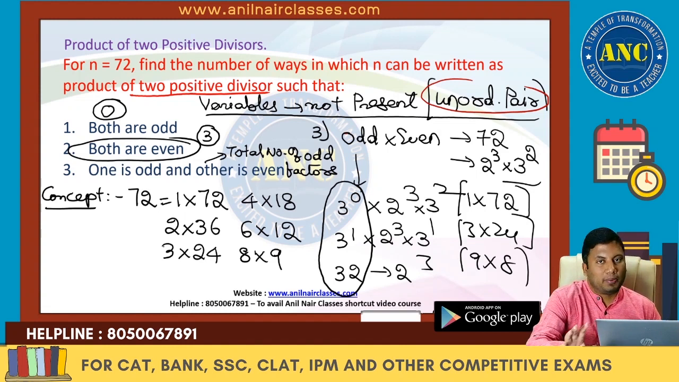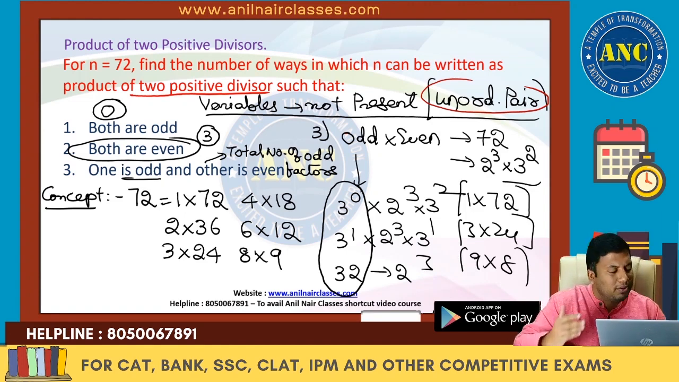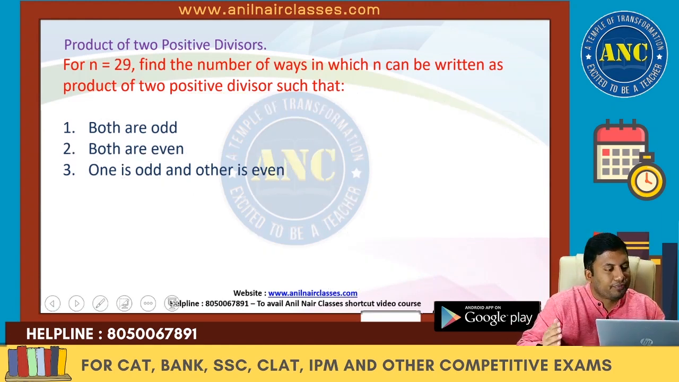Both are odd, not possible. Odd into odd can never be an even number. First option it is 0. Both are even numbers. An even number is of the form 2k1, so 2k1 into 2k2 is 72, and k1 into k2 is 18. One is odd, another is even. Odd means 3 power 0, 3 power 1, 3 power 2 go on the odd side. They are nothing but the odd factors. 1, 3 and 3. I hope the idea is clear. We will do more and more problems so that it will be clear to you.